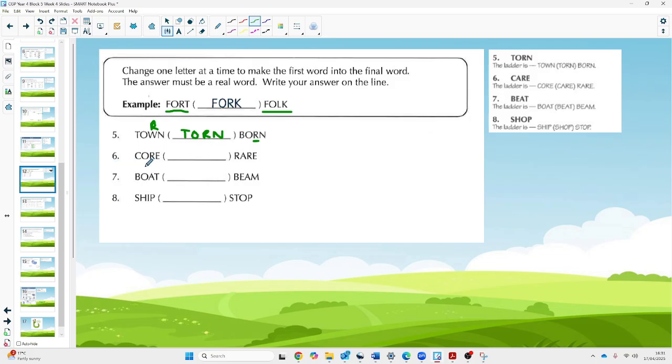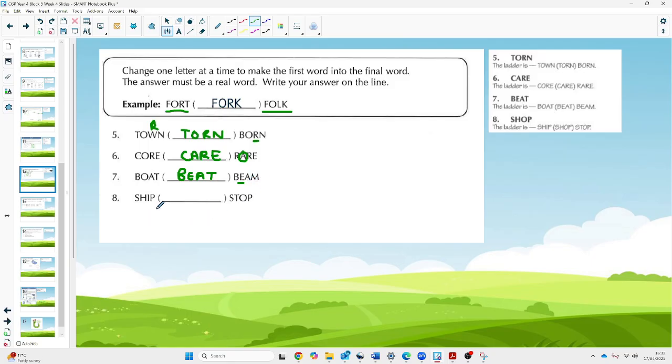Number 6, we've got core and rare. So what we can see here is the A has changed from the O, and that's going to become care. And then to change care to rare, we're just changing the C to the R. Having a look at boat, so again coming over here, having a look at the letters that you know have changed. So the O becomes the E. So again, we're going to go with the word beat. And then beat becomes beam, the T changes to an M.